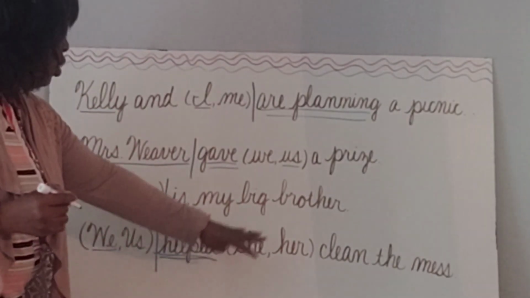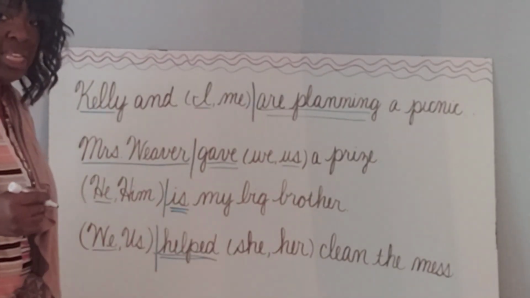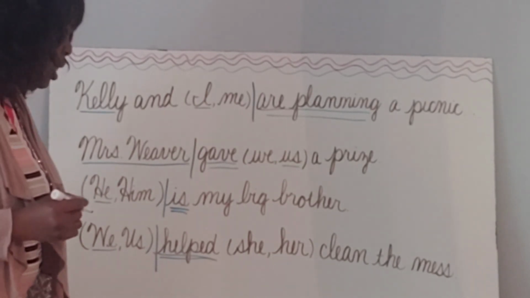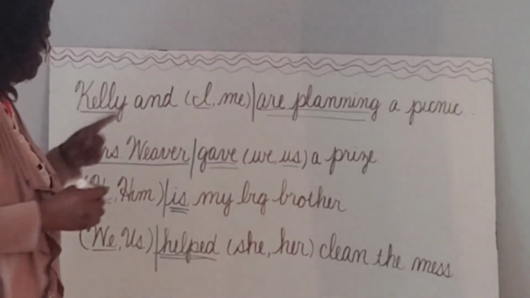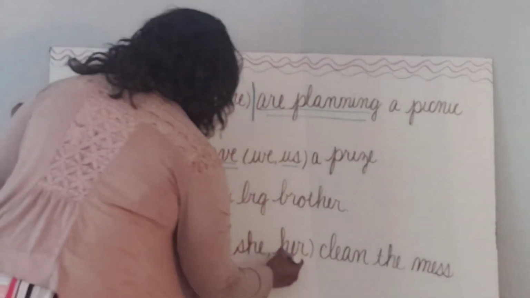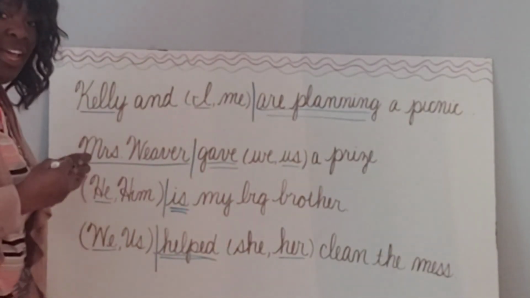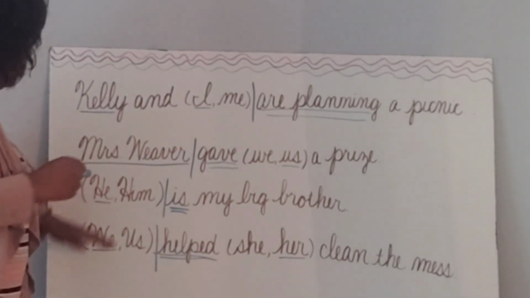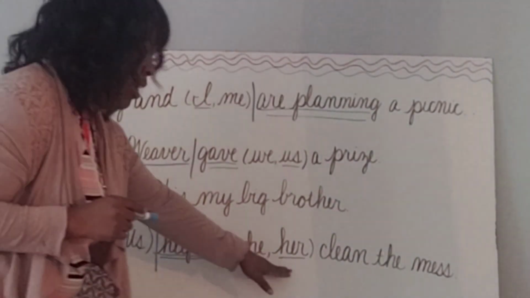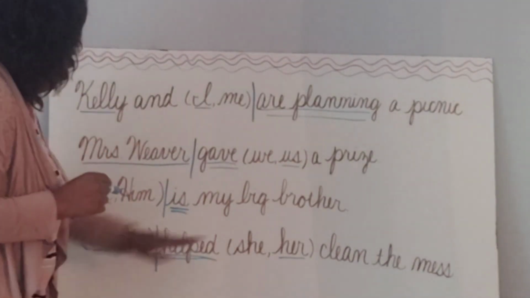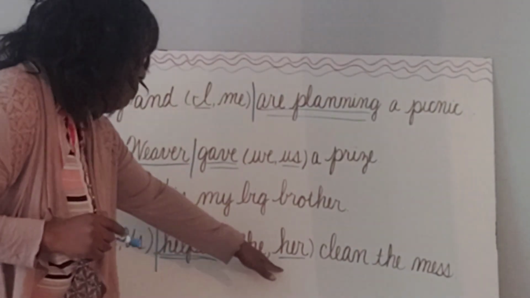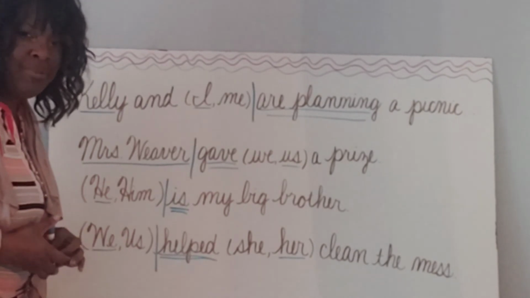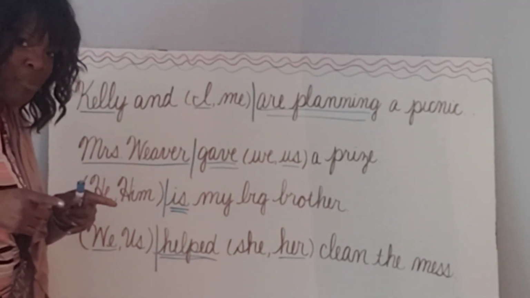Helped she or her clean the mess. We helped she clean the mess. We helped her clean the mess. Me, you, him, her, it, us, them. That's the predicate one, her. Okay? So this uses a subject pronoun and a predicate pronoun. We helped her. Helped her. This is the predicate side. We have to use the predicate pronoun. Okay? Does that make sense now a little bit?